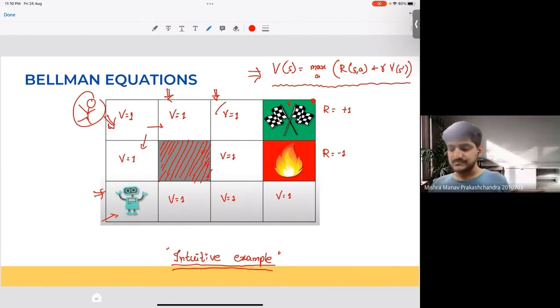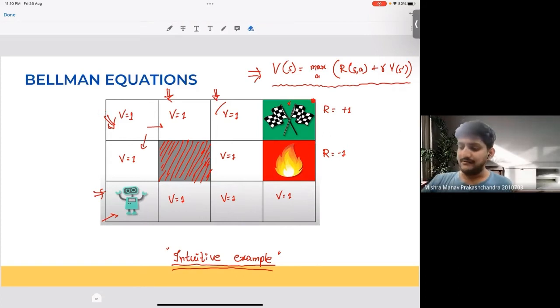What it does is it takes the reward of taking the action A at state S, and then it adds a discounted value of the value function of the next state that it reaches. And how does it work? It works in the following way. So I'll quickly erase everything.